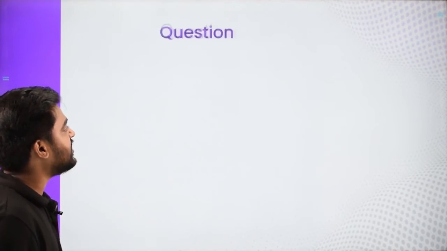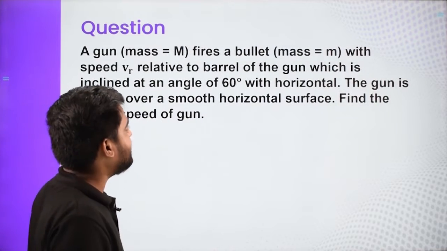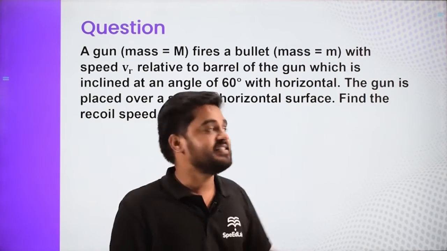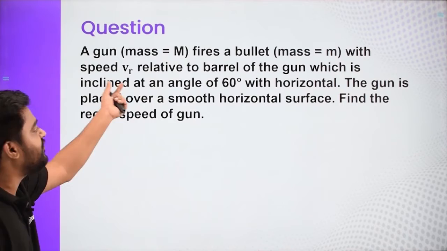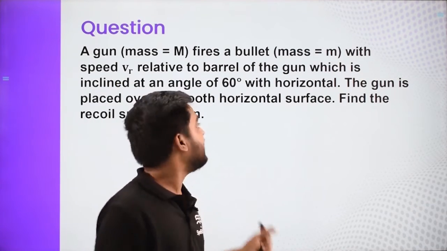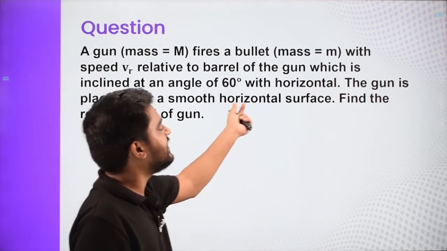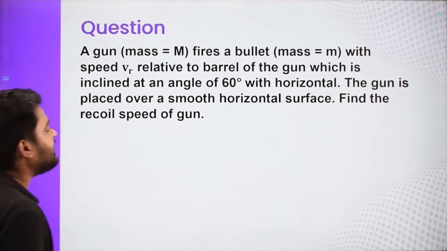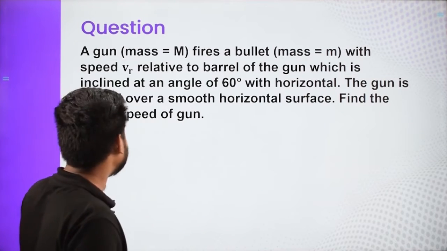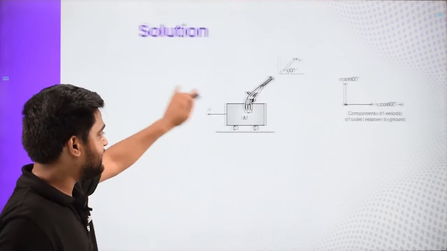Let us do a question. This question says that a gun of mass capital M fires a bullet of mass small m with a speed Vr relative to the barrel. Vr is not the actual speed, it is relative to the barrel of the gun, which is inclined at an angle of 60 degrees to the horizontal. The gun is placed over a smooth horizontal surface. We need to find the recoil speed of the gun. So let us discuss. See, this is the picture.